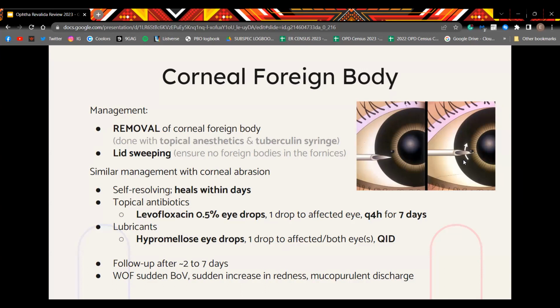And then similar management siya with corneal abrasion kasi basically same siya na sugat siya sa cornea. So give topical antibiotics in the form of levofloxacin as well as lubricants in the form of hypromellose. Again, follow up after 2 to 7 days depending on the depth nung corneal foreign body, kung gaano kabaon siya, how much yung natanggal mo. So natanggal mo ba lahat? If may natira pa, kailangan mag-follow up ulit para matanggal yung natira after ilang days. And again, watch out for signs of infection.